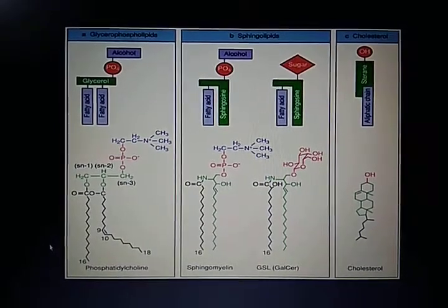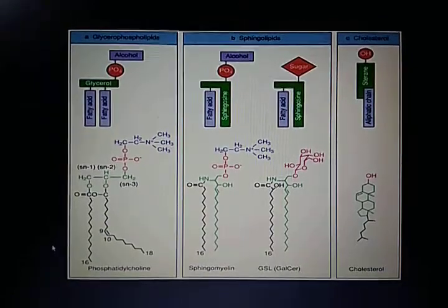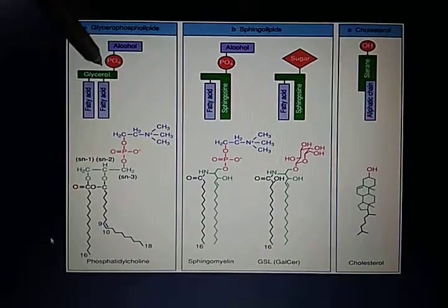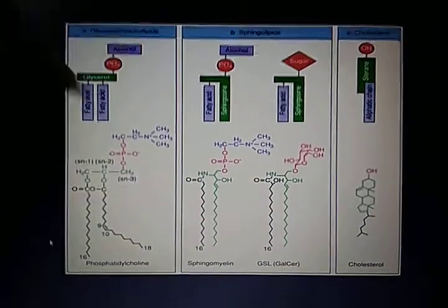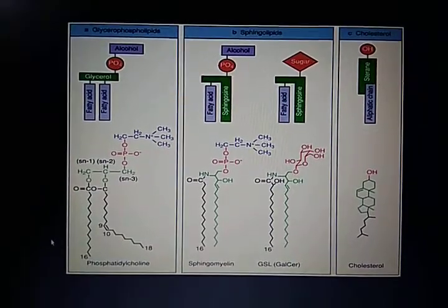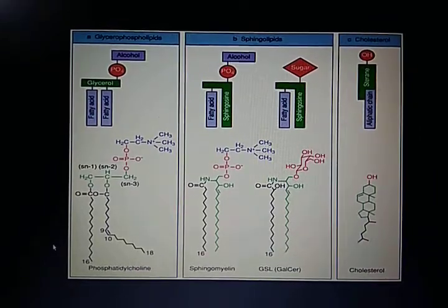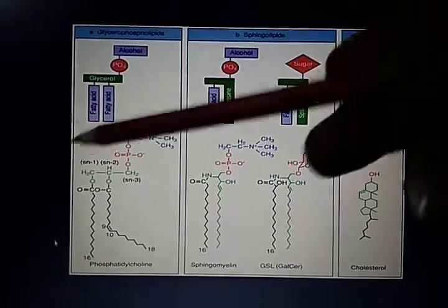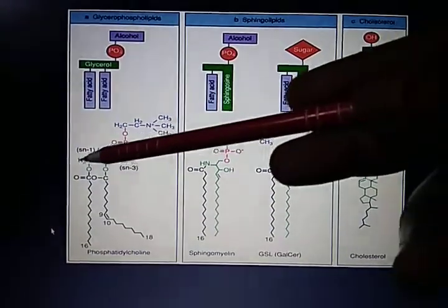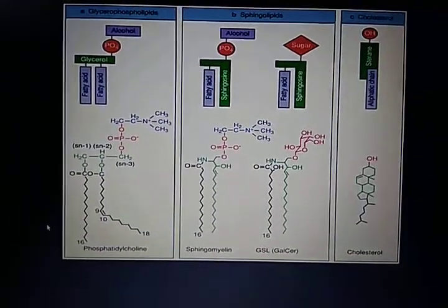The very first one is phospholipid. Phospholipids or phosphoglycerides are lipids which contain a phosphate group. In the figure, you can clearly see that it is a lipid which contains a phosphate group. Because most membrane phospholipids are built on a glycerol backbone, they are also called phosphoglycerides. See clearly in the figure, this green one is glycerol, and this is the backbone of phosphoglycerides.